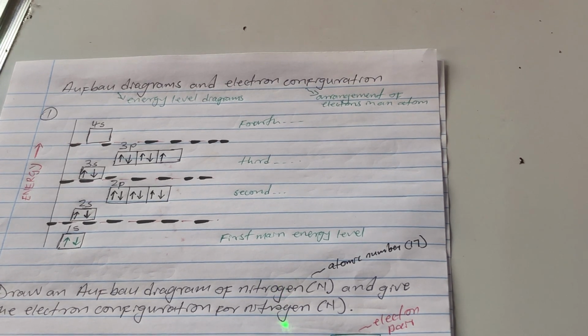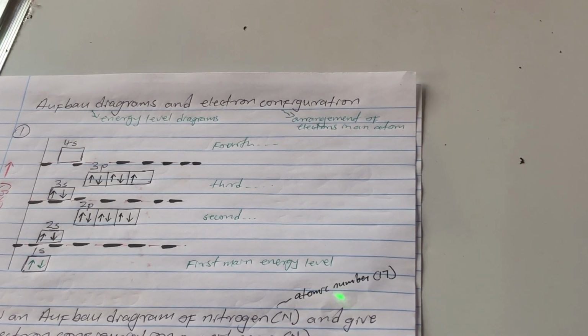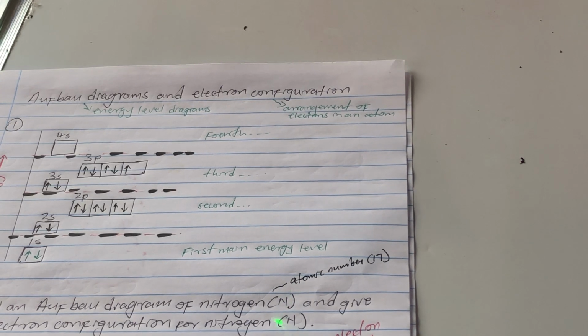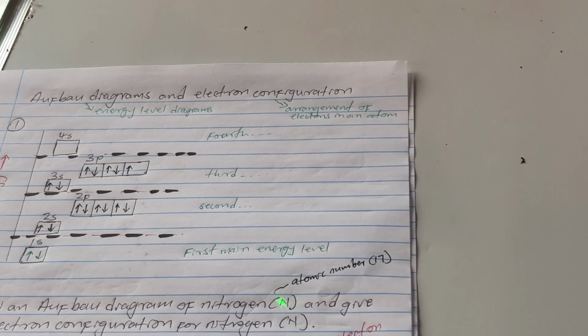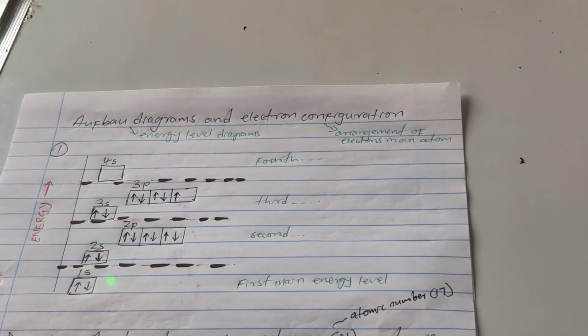You go to the periodic table and look for the atomic number of nitrogen. In this case, the atomic number of nitrogen is 17. This atomic number represents the number of electrons which are contained in nitrogen. It means that you must fill 17 electrons. And then how do we do that?